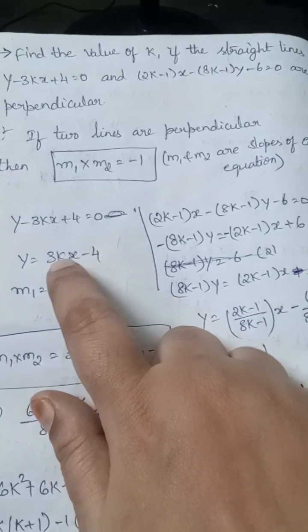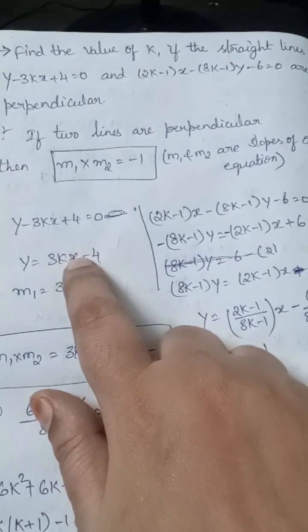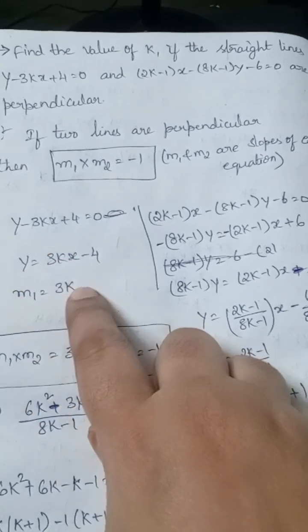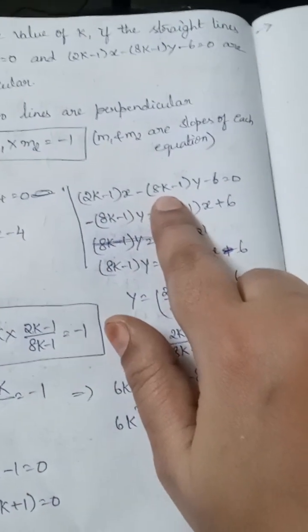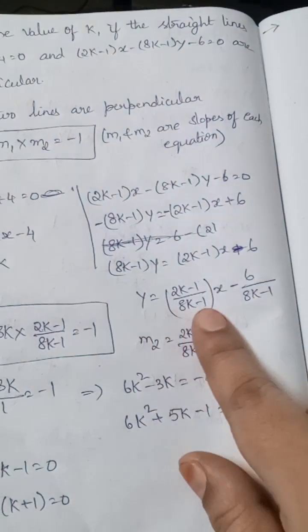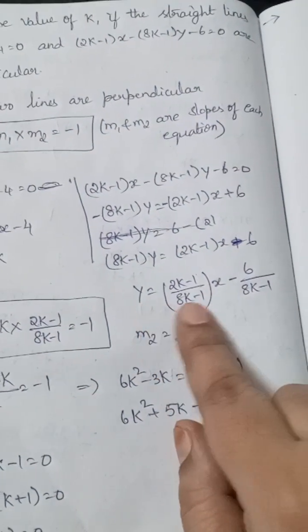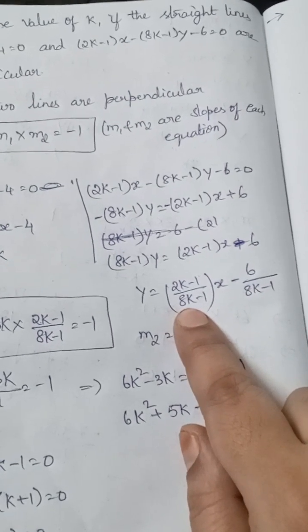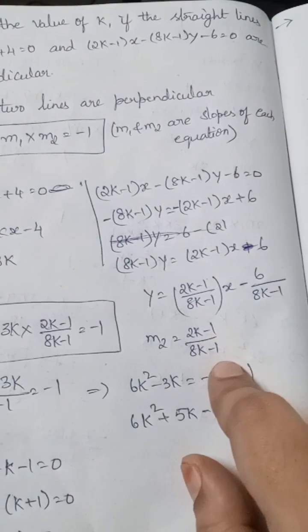So what is the slope m1 here? The coefficient of x is the slope, that is 3k. m1 equal to 3k. Next, coming to the second line, again we have to bring it to y equal to mx plus c form. This is m2. m2 is (2k minus 1) by (8k minus 1) we got.